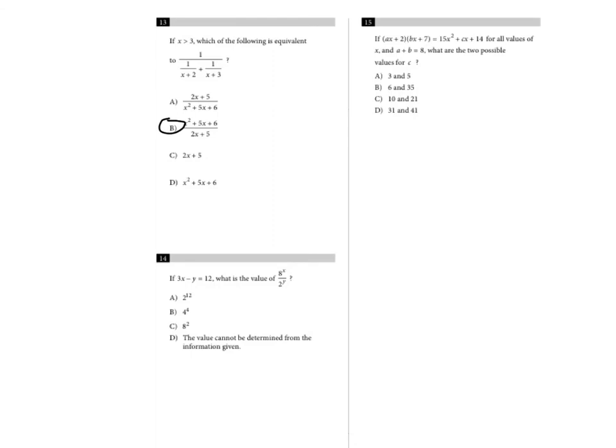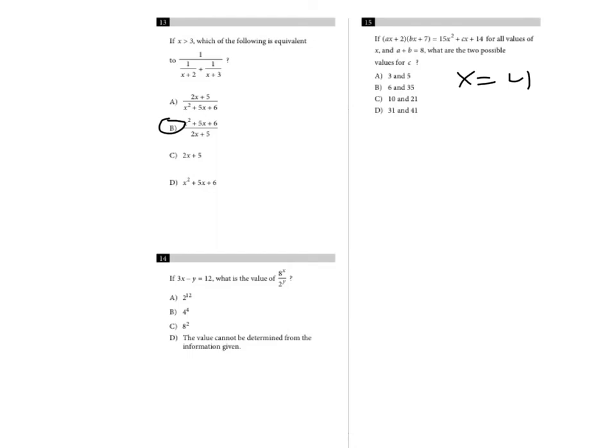Another method, if you're really good with plugging in numbers: I can plug in some number where x is greater than 3. So in this case, let's just say x equals 4. I can plug that number into my original equation, and plug that number into each individual answer choice as well. It saves you from having to do the algebra, but you gotta do math instead. So how does it look?